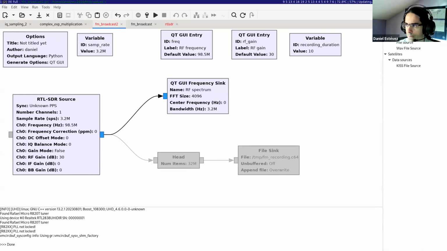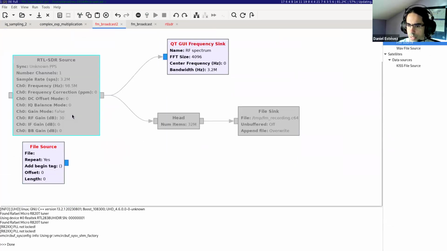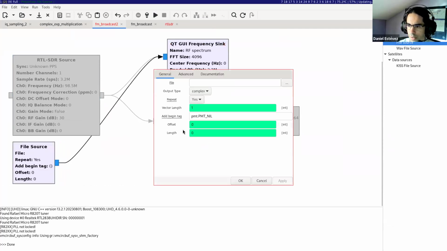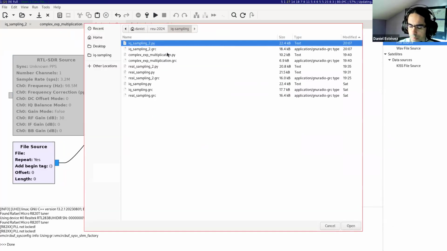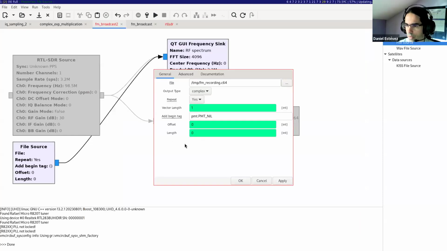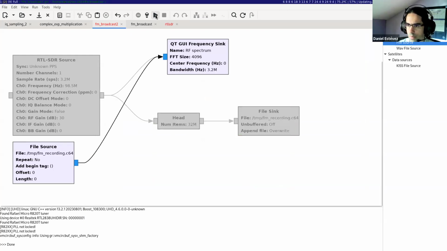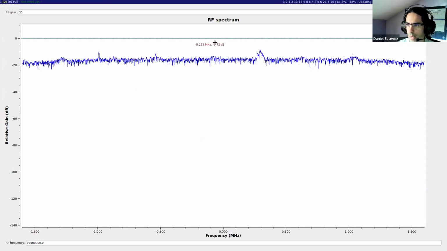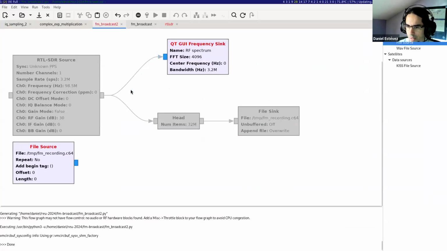The way to read one of these files is with the file source. That's basically the same as the np.fromfile command we use in NumPy. We need to specify the path of the recording. And then there is this parameter which says repeat yes or repeat no. If we say repeat no, let's see what happens. I don't know why this stops immediately. Oh yeah, I know why this stops immediately.